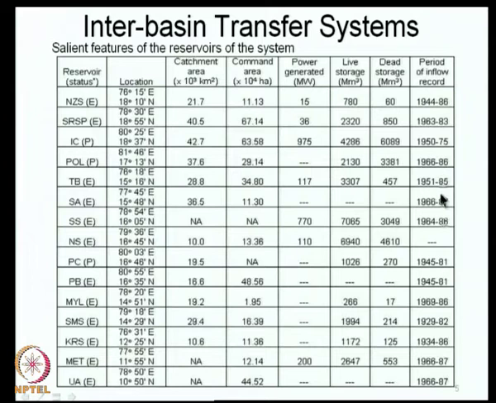So, all of these are the features: dead storage, live storage, command area and catchment area are known, and then the period of inflow record is given here. So, there is a fairly large period of record. I would like to emphasize here that this study is a fairly old study and therefore, we have stopped around 1987, but the same thing can be taken forward if more recent data is available. The idea here is not to consider the case study, but to indicate how such large systems are analyzed.